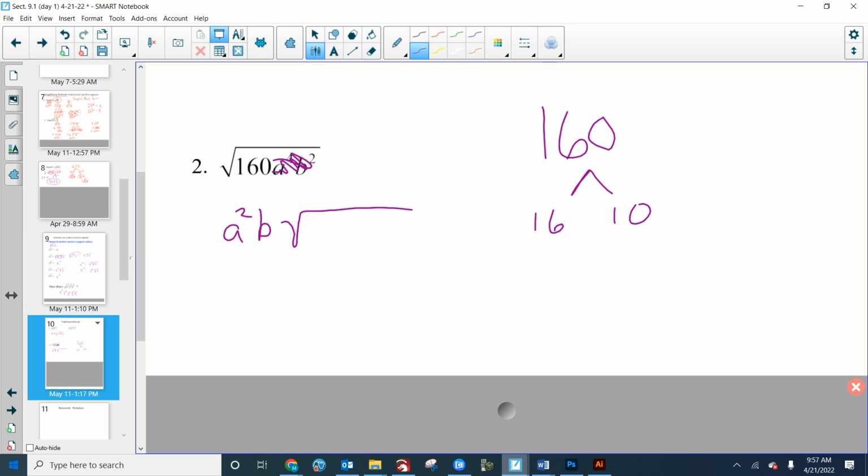Doesn't matter how we start as long as we finish on the same page. I'm going to do square root of 16 times 10. That's a perfect square, but we'll keep going. 2 times 8. 2 times 4. 2 times 2.